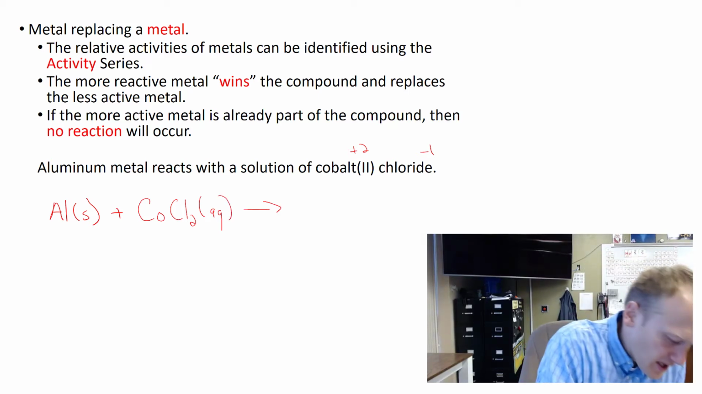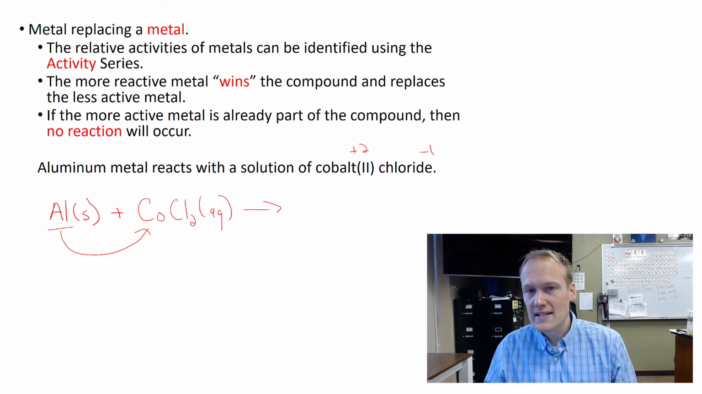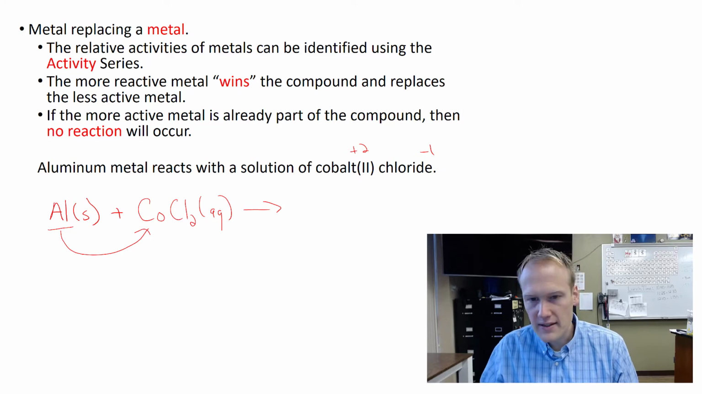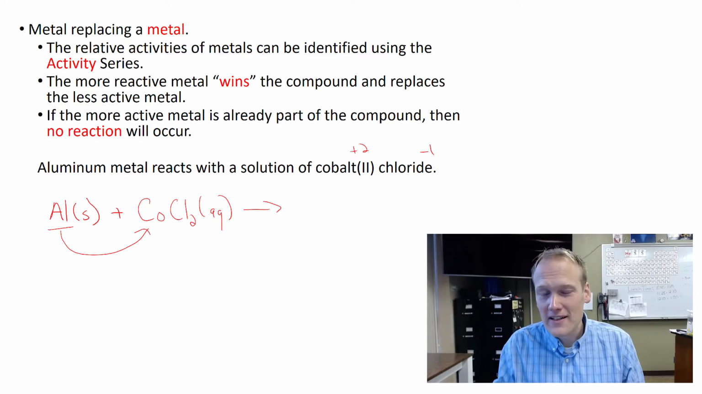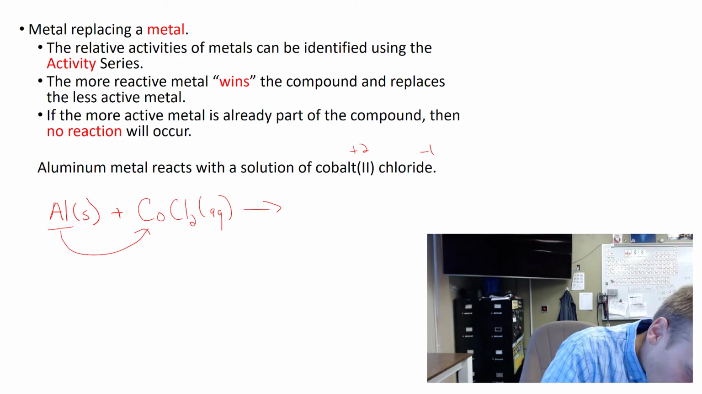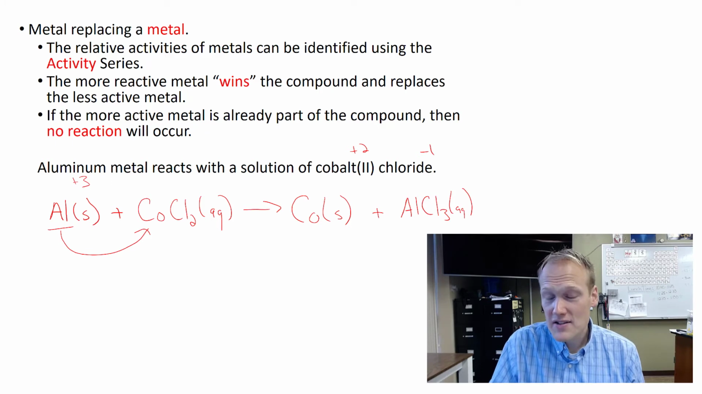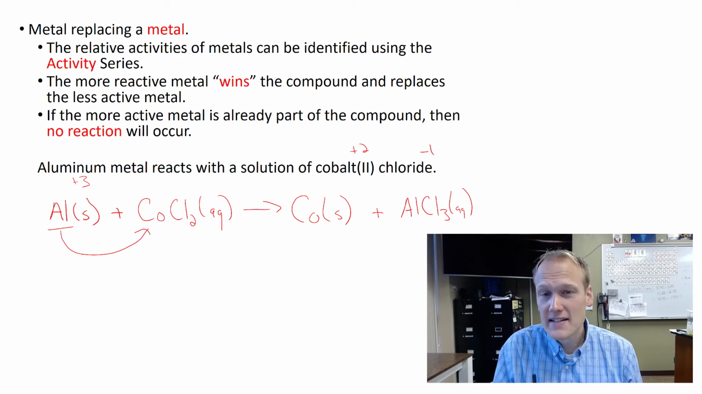So the question becomes, will aluminum replace cobalt? In other words, is aluminum more reactive than the cobalt that's already bonded? Cobalt is actually not on your list, but aluminum is more reactive than cobalt. What that means is cobalt will be by itself as a solid, and aluminum, which is a +3, will combine with the chlorine. For the purposes of this video, I'm not going to balance this equation, but you can see that it does need balance. This is a metal replacing a metal.